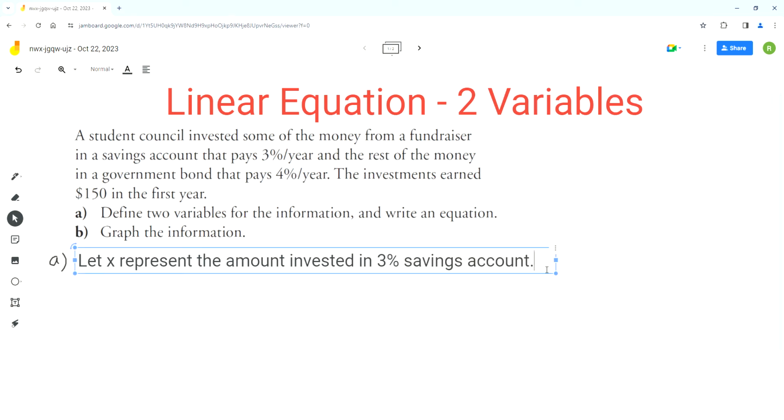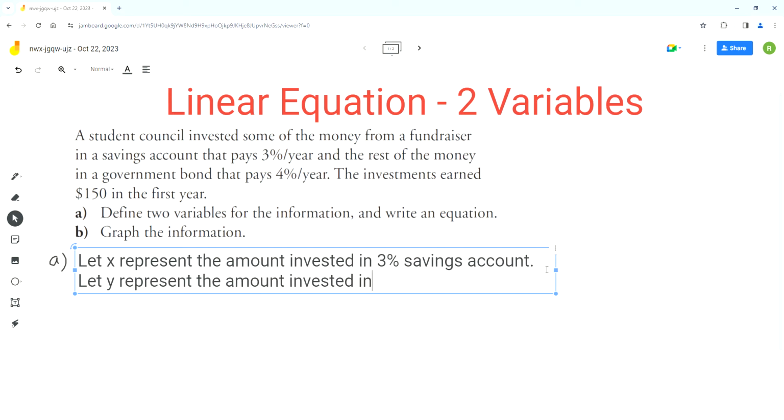So this is our first variable for this information. And then the second variable will be for the amount invested in the government bond. So let Y represent the amount invested in 4% government bond. So these are the two variables for this information. And now we have to write an equation. We are given that the total amount of interest earned from these two investments is $150. So we'll have to first calculate the interest we receive from these two investment options.